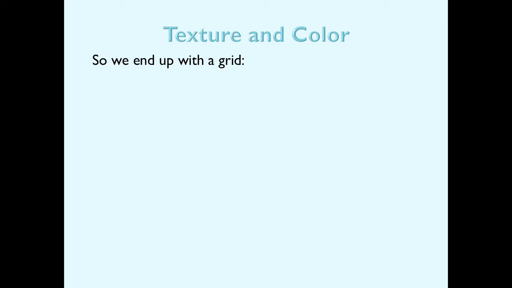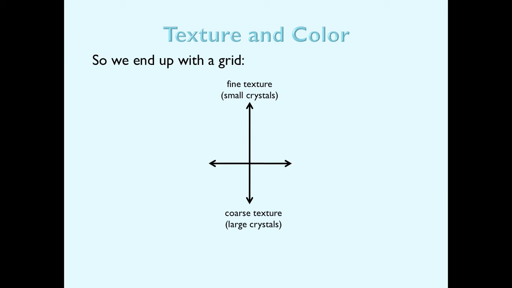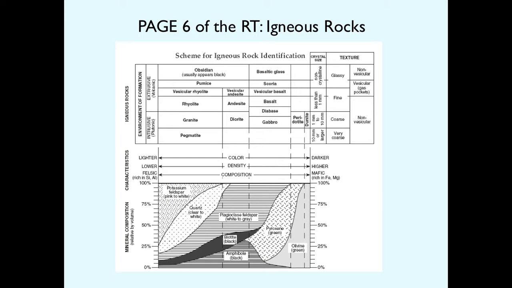So we end up with a grid that looks something like this. Fine texture or small crystals toward the top, coarse texture or large crystals towards the bottom, and color left to right. Light colored felsic on the left, dark colored mafic on the right. And if we had a rock in this location, it would be a fine texture rock with dark colored minerals. So page 6 of the reference tables gives us this exact diagram and the ability to interpret, identify the rocks based on those physical characteristics.